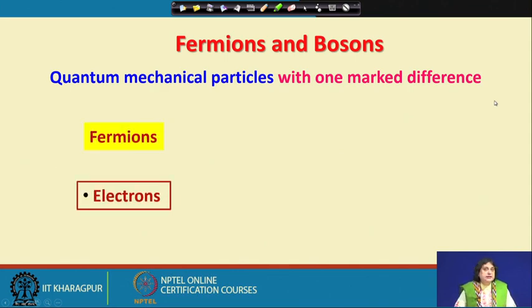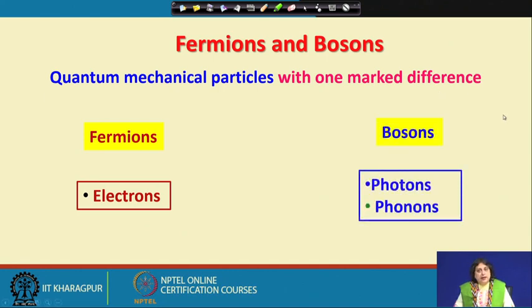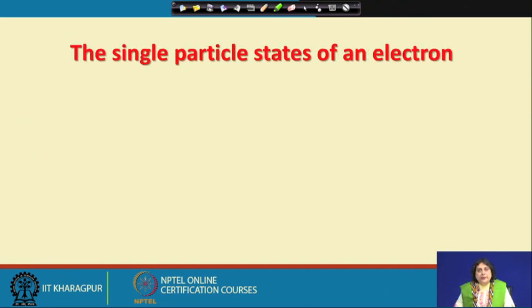Now, let us go back and check what the examples are. A typical example of a fermion is an electron. On the other hand, a typical example for a boson is a photon or a phonon. So, let us now take up one by one what I mean by the single particle state and why, for example, electrons work as fermions.